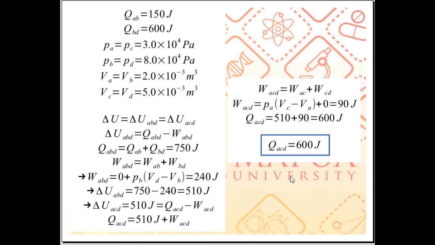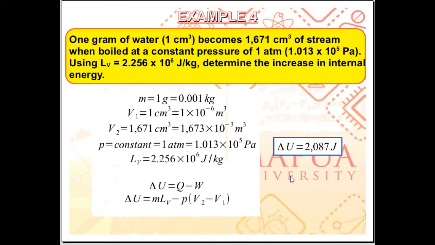Next, we have the following example. Example 4. You have 1 gram of water which has a volume of 1 cubic centimeter. It becomes 1,671 cubic centimeters of steam. So from liquid, it became gas, steam, when it is boiled at a constant pressure of 1 atmosphere. 1 atmosphere is equivalent to 1.013 times 10 to the 5th power Pascal.